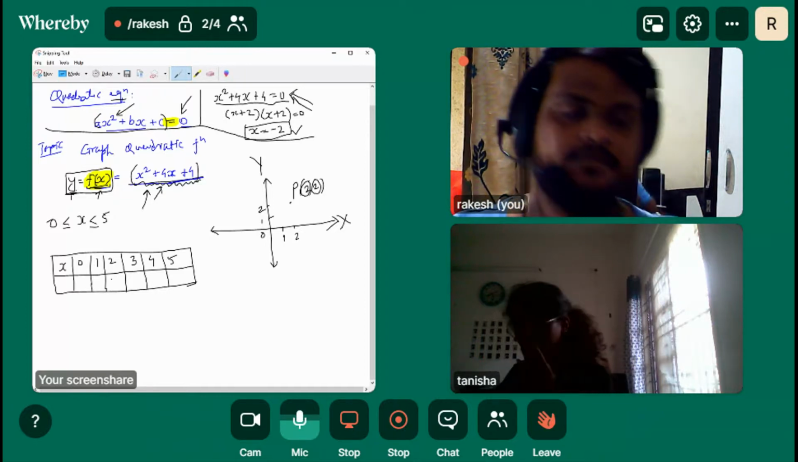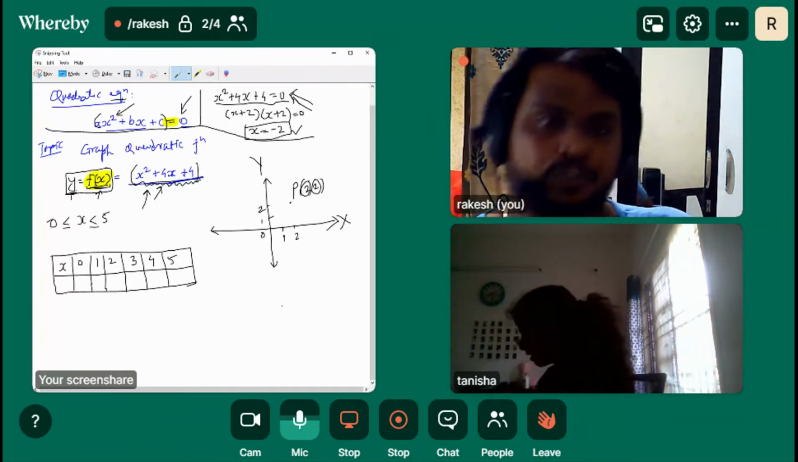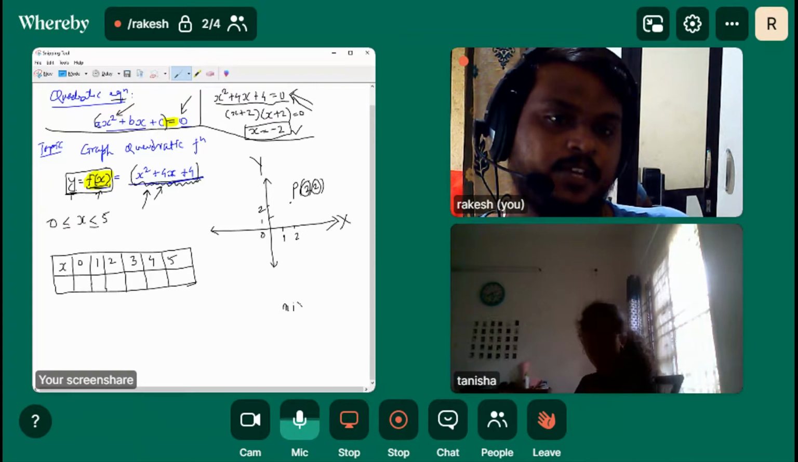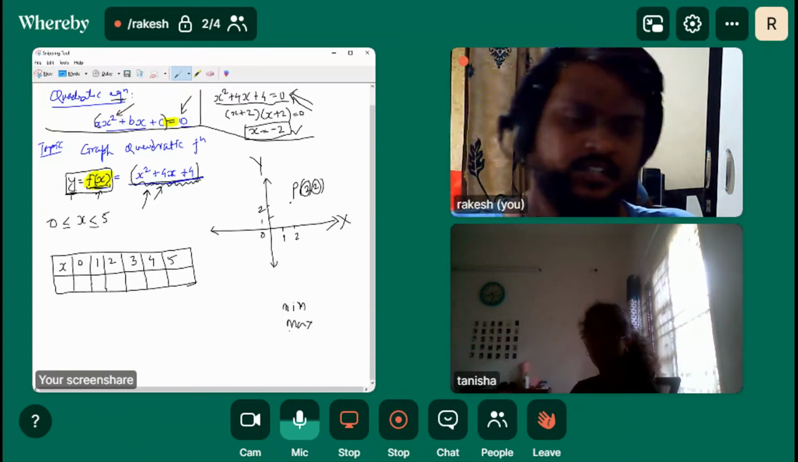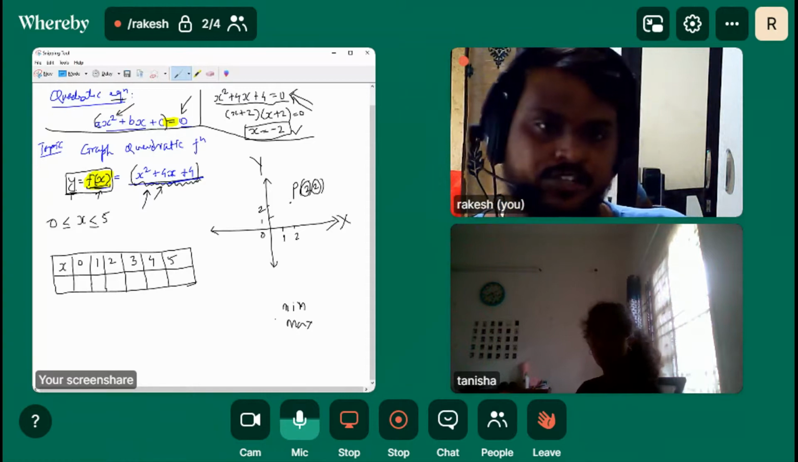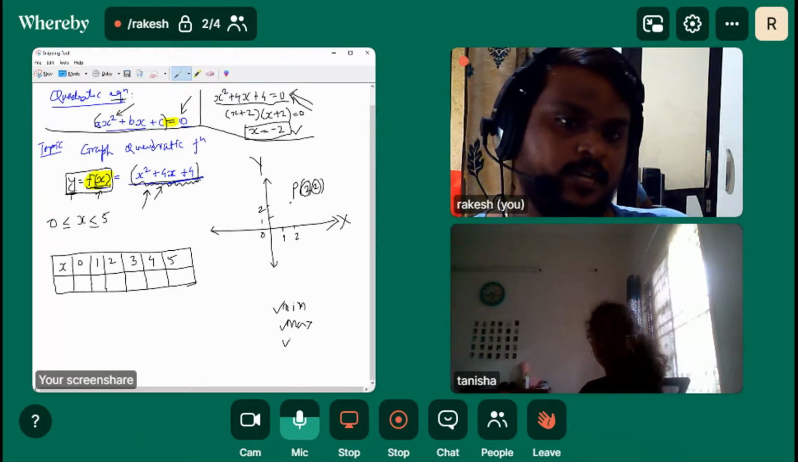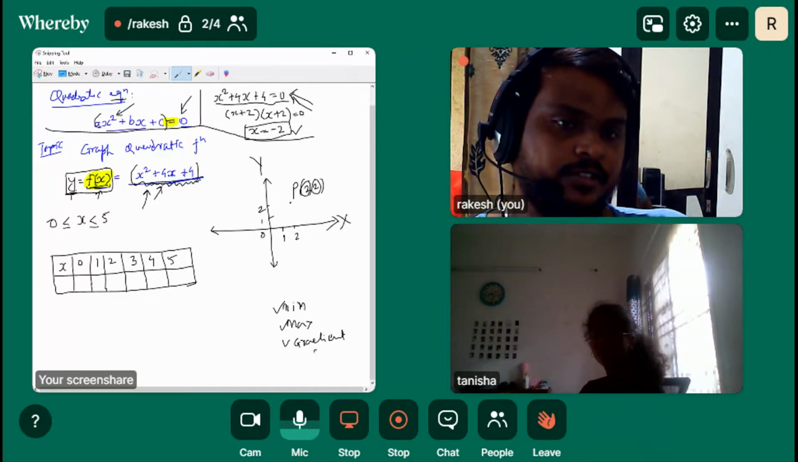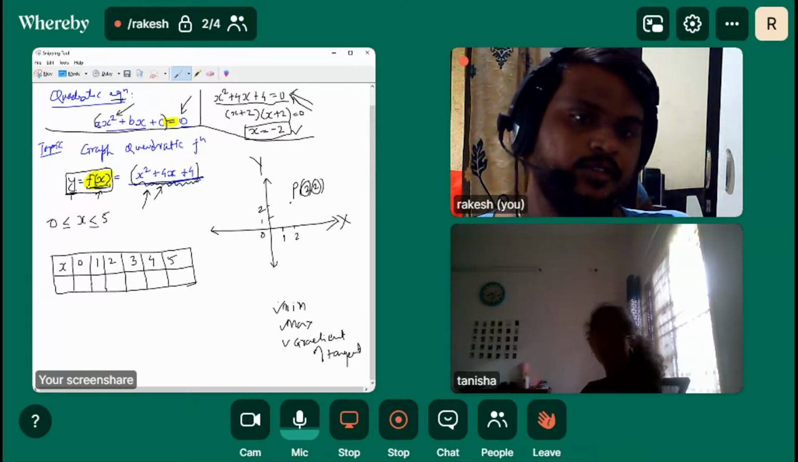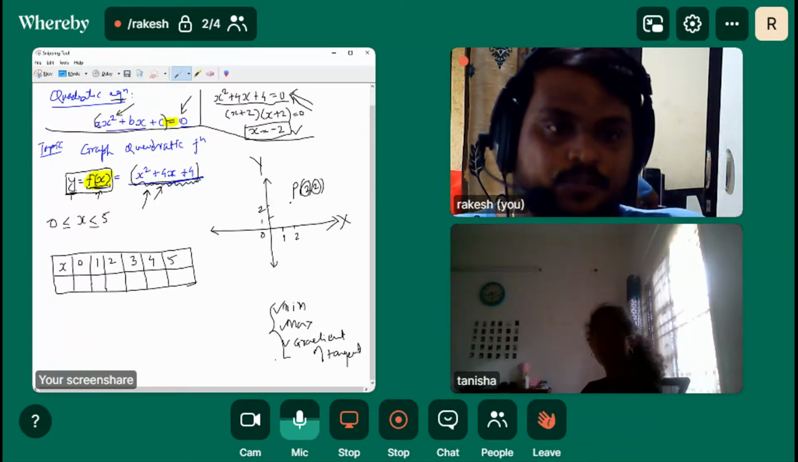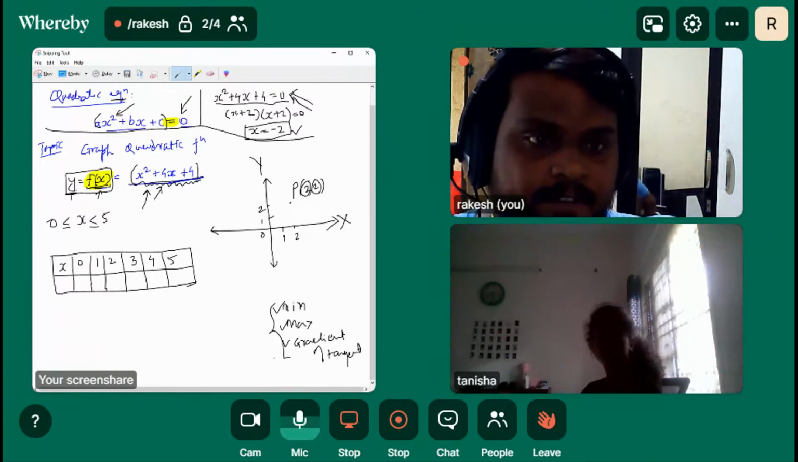First, we draw the graph. They might ask you about the minimum point, maybe maximum points if the graph has a different curve nature, or the gradient of the tangent at some point. So these are three different types of question they might ask you on this.